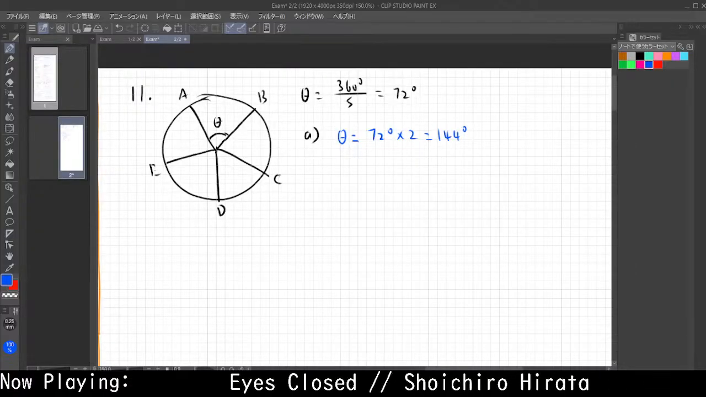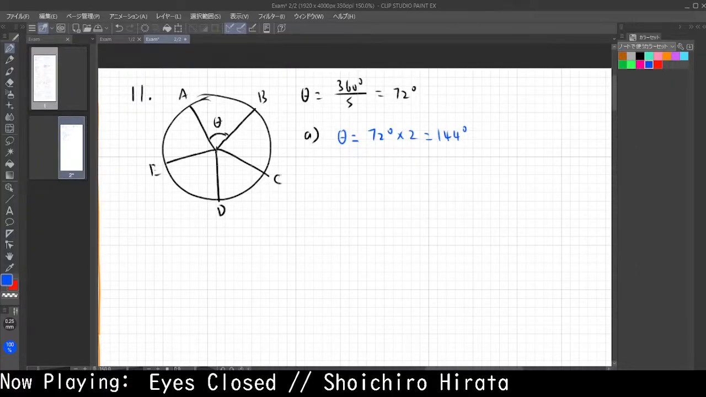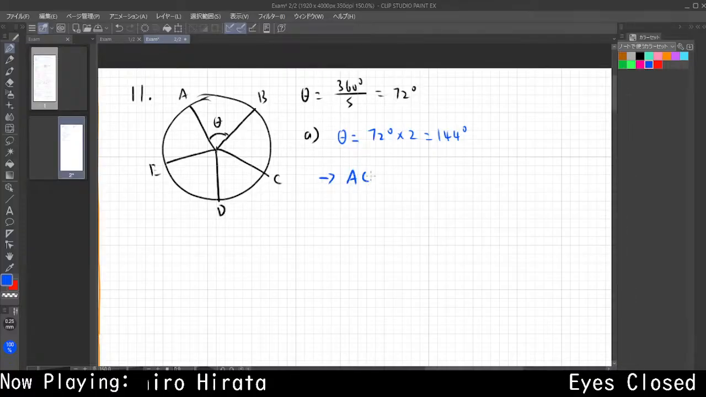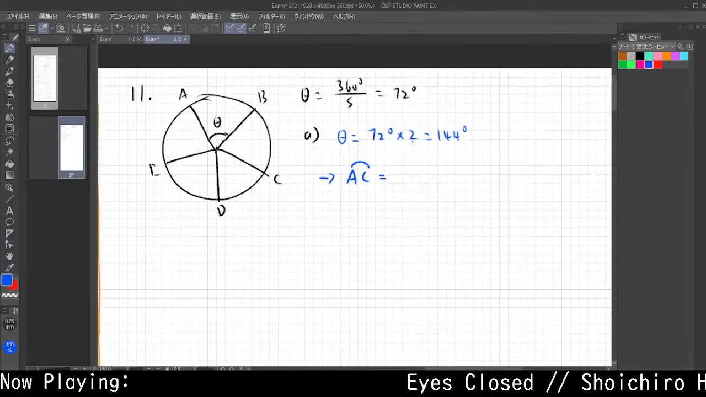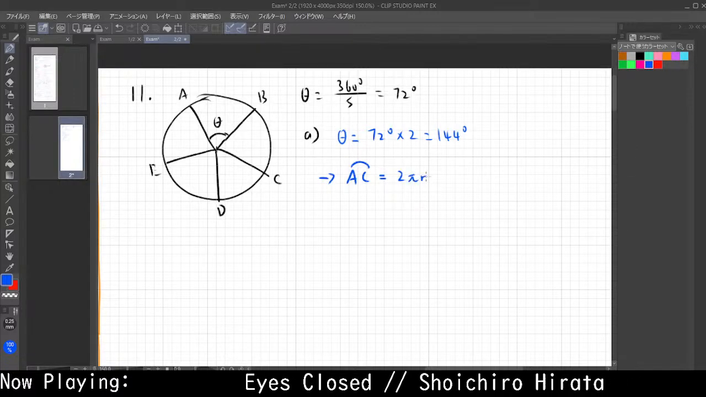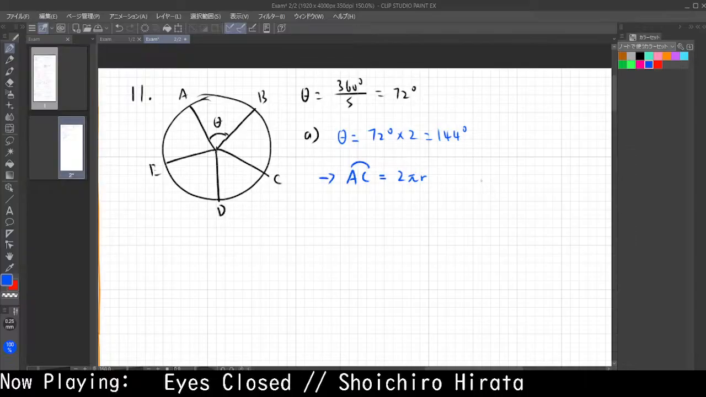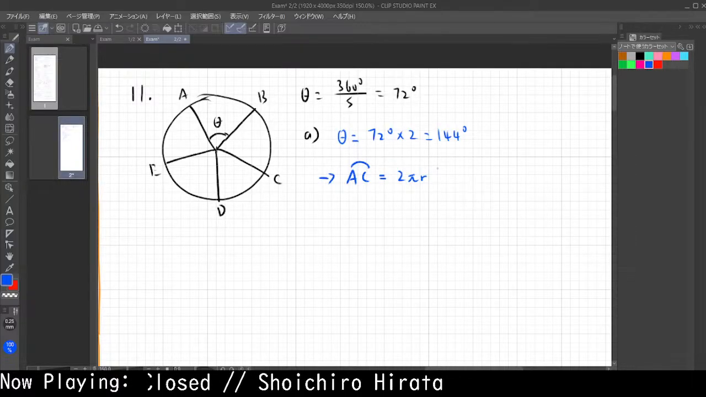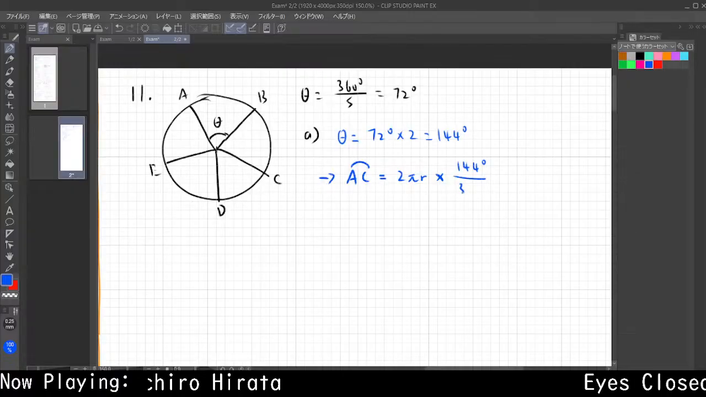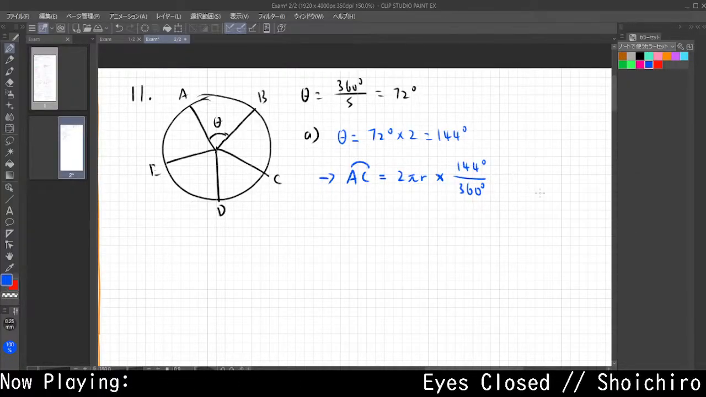Okay, then since you want to find the distance traveled, we are basically finding the length of the arc. So we are basically finding the arc length of AC. Okay, and this is equal to the circumference of the circle, so 2 pi r, multiplied by the ratio that is made between your angle, so it will be 144 divided by 360.